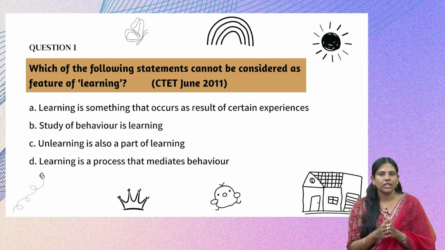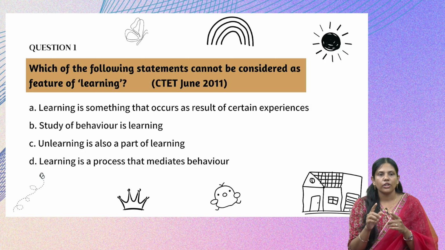Learning is something that occurs as a result of certain experiences. Study of behavior is learning. Unlearning is also a part of learning. Learning is a process that mediates behavior. If you see the options, all the options are related to learning. But if you are reading the question again, you have to highlight that the following statements cannot be considered. That means it should not be the feature of learning.